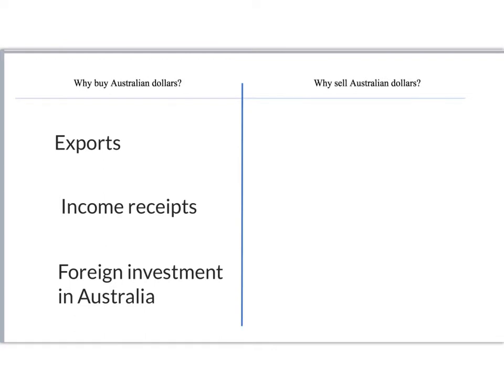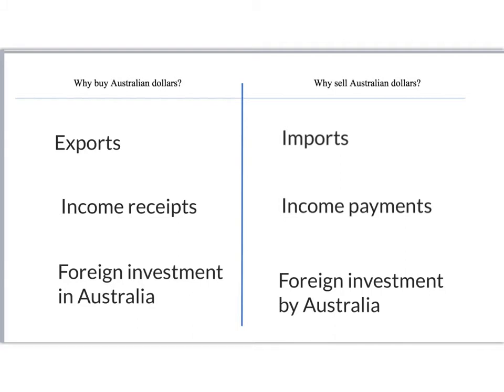And in fact, all demand for Australian dollars can be categorised into one of these three groups: either exports of goods and services, income receipts for Australia, or foreign investment in Australia. Well, if we now look at why people would sell Australian dollars, unsurprisingly, we get an equivalent three categorisations. So some people would sell or supply Australian dollars because they want to buy goods or services from overseas.